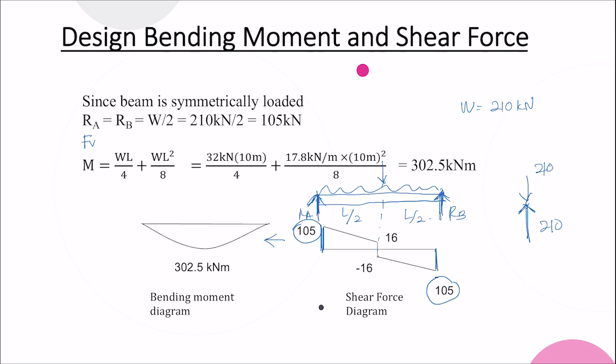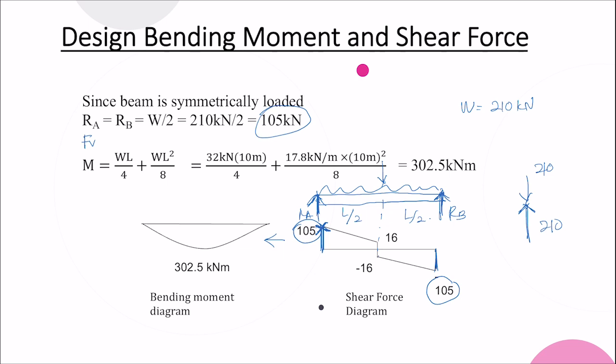Because from this value, even if we draw the shear force diagram, it will look like this, and the maximum is going to be at this point, 105 kilonewton. Okay, so that is the maximum shear force.